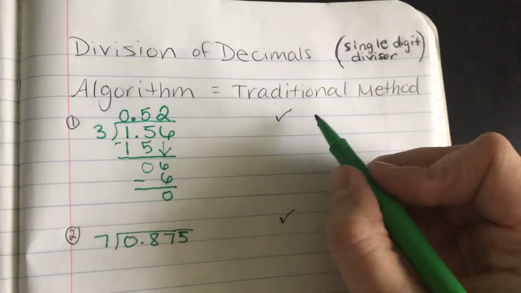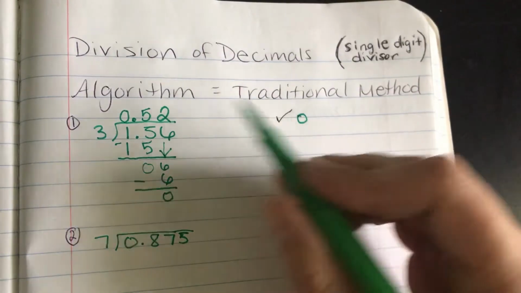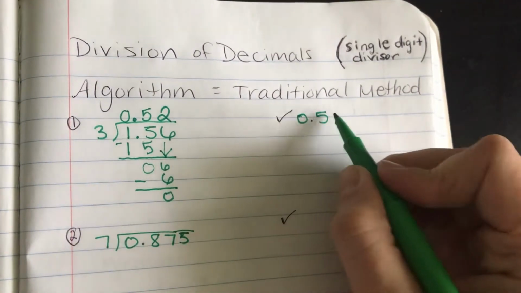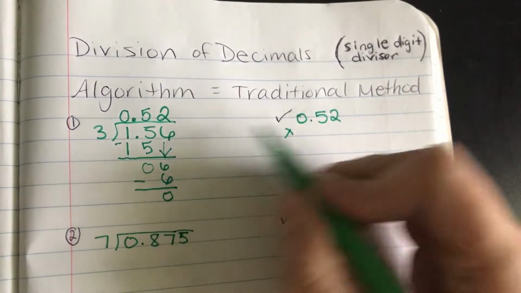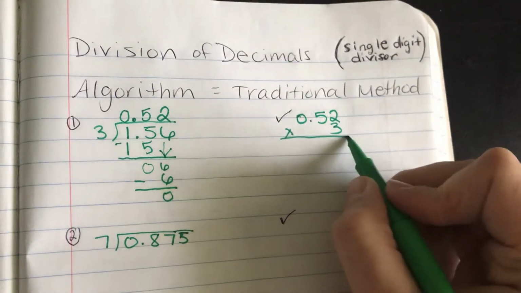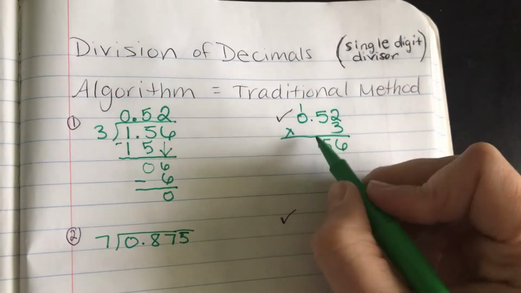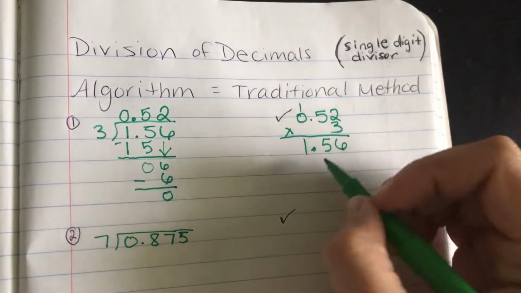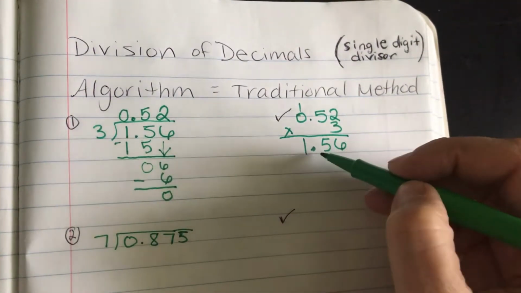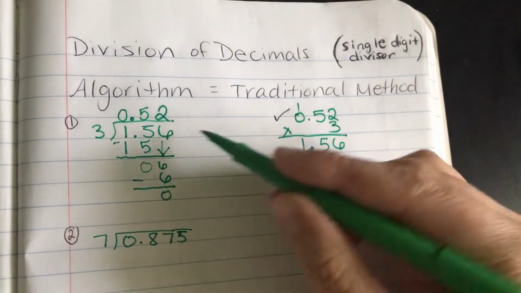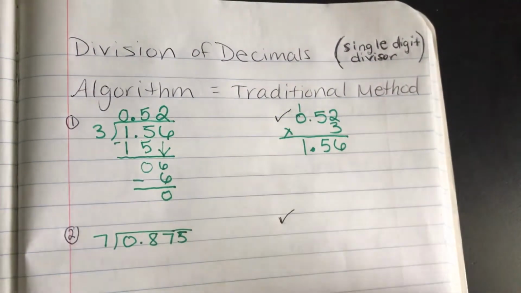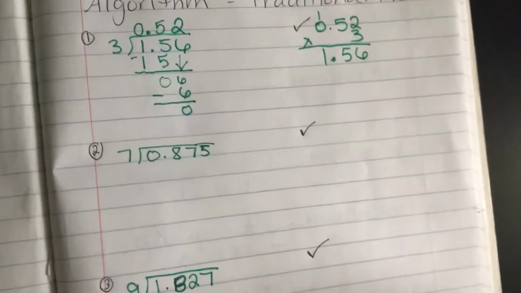To check our work, we can take our quotient of 52/100 and multiply it by a divisor of 3. And we get the exact same answer. Our product is the same as our dividend. And that's how we know that that product is correct.